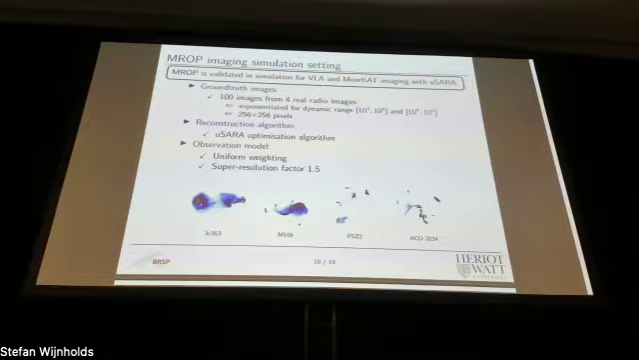And to validate our compression method, we simulated observations using VLA and MeerKAT. We formed 100 images from the 4 images you see at the bottom, and we exponentiated them into dynamic range intervals of 10 to the 3 to 10 to the 4 and 10 to the 4 to 10 to the 5 to see how it performed at different dynamic ranges. And these images are all 256 by 256 pixels.